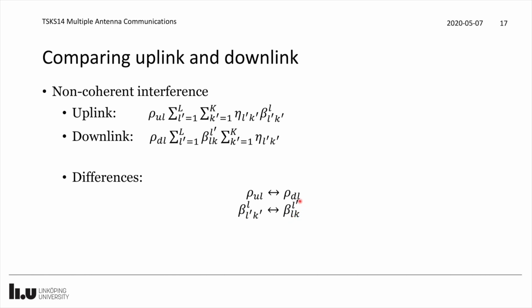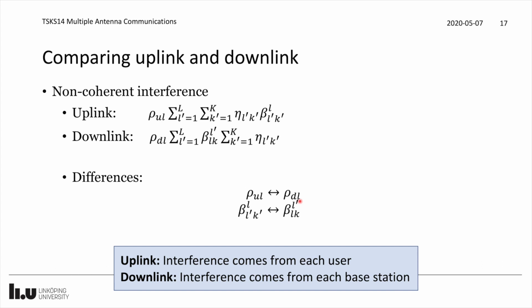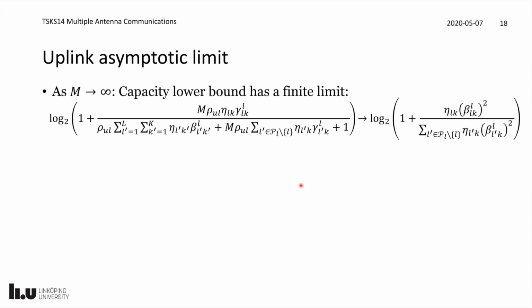And this is just describing again that in the uplink, interference comes from each of the users to the different base stations, and in the downlink, interference comes only from the transmitting base stations. Finally, let's have a look at what happens with the capacity expression when we have a large number of antennas, one of the extreme effects of massive MIMO.